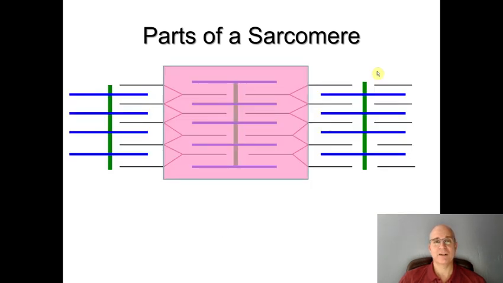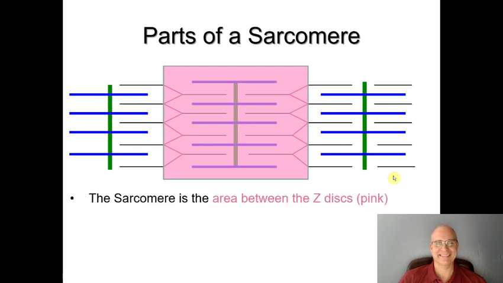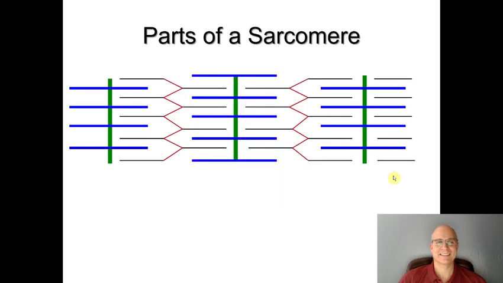What's this area surrounded by the pink box? Hint, it's the area in between the zigzag lines here and the area in between the zigzag lines here. That's going to be our sarcomere. What's this area here in the green rectangle? Again, that's going to be our H zone. That's surrounding the M line.